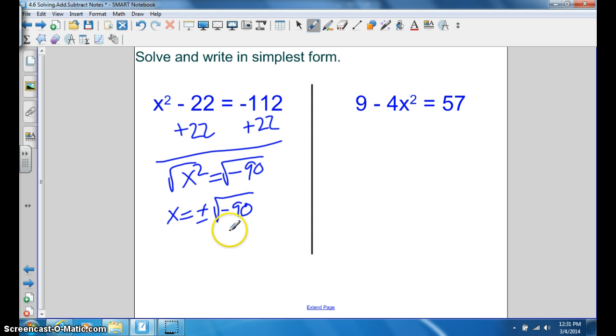Now we need to break down negative 90. It breaks down into square root of negative 1, square root of 90. 90 breaks down to square root of 9 times square root of 10. So our final answer will be x equals plus or minus 3i root 10.